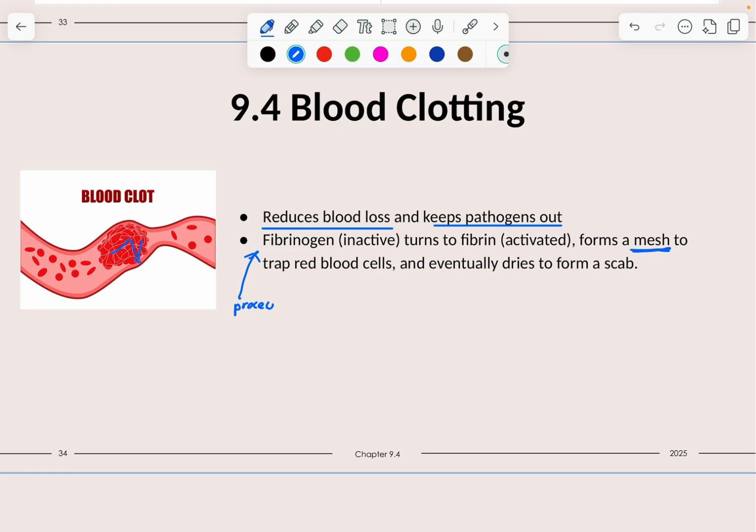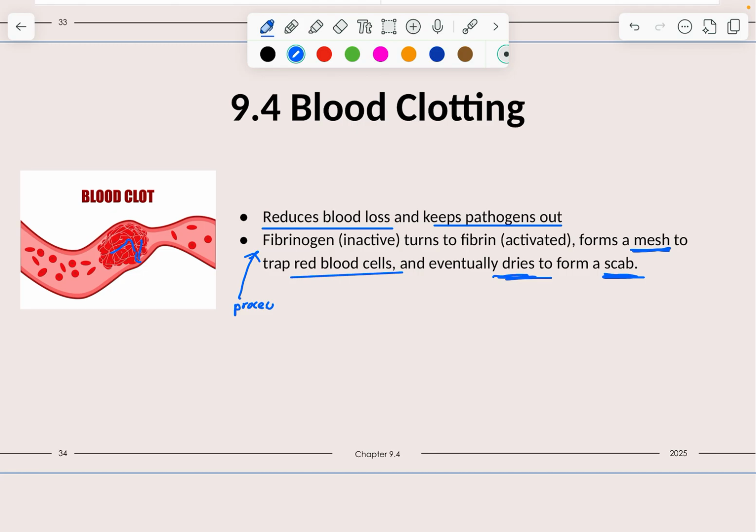These are a mesh, and they help to trap red blood cells and eventually dry up and form a scab. Eventually you can see it actually forms a smooth white layer so that blood cannot come out at all. Why? It's because this is a mesh that's been created from this blood clotting process. So I'm sure you know, what is fibrinogen? What is fibrin? These are the materials that actually help to form the mesh.